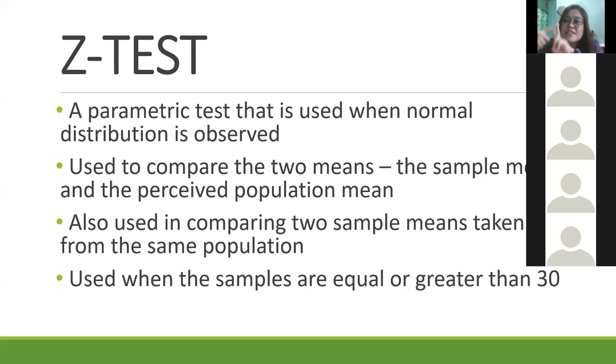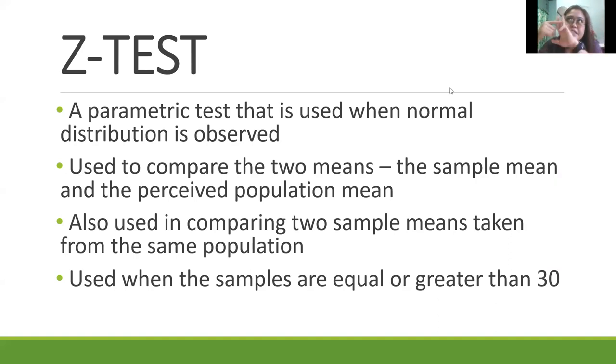Unsa ning duha ka means? Mean ni sample ug mean ni population. Therefore, if you don't know the mean of the population, dili nimo magamit si z-test. Again, kailangan nimo ang sample mean ug ang population mean. And then actually, pwede pud nimo siya gamiton si z-test if you're just going to compare two sample means. Like you have two groups of samples, pwede pud nimo siya gamiton si z-test as long as they belong to one population.